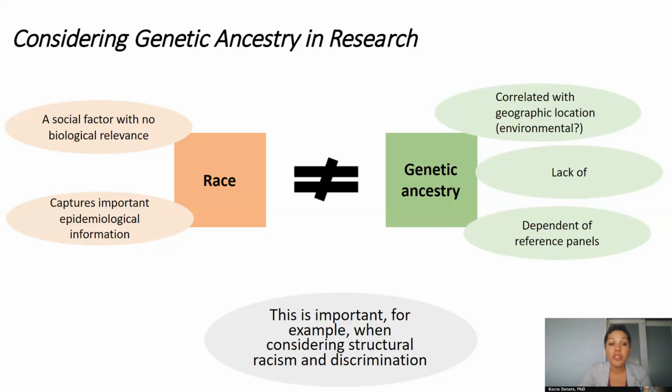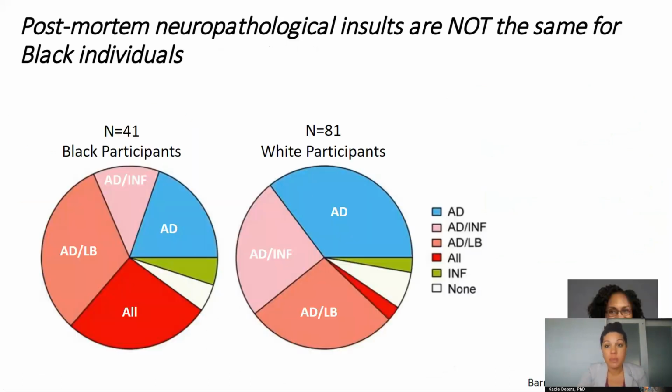Additionally, while there are folks out there working hard to change this, there is a lack of genetic diversity in reference panels that are used to calculate genetic ancestry. In fact, GWAS catalogs are roughly 80% European ancestry and only 2% African American ancestry. So understanding the difference between race and genetic ancestry is going to be crucial for ethical research in the Black population.